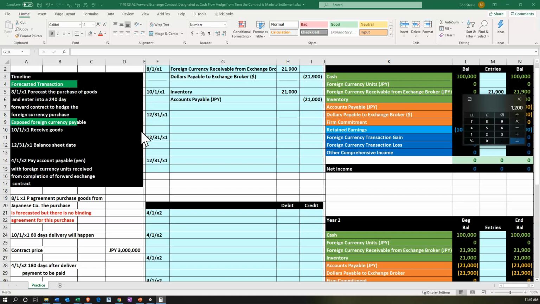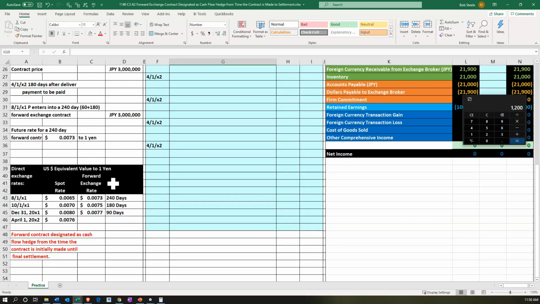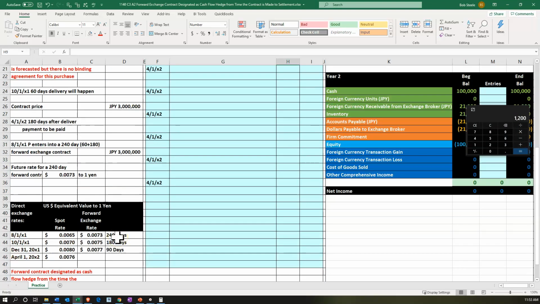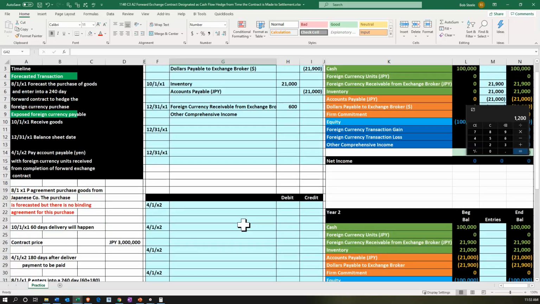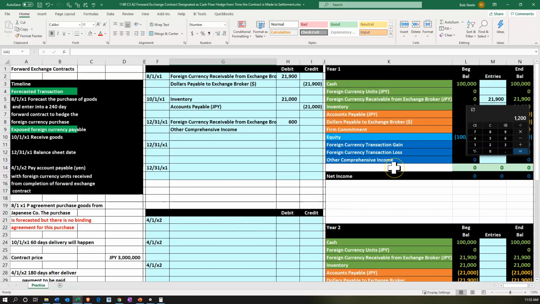That 1,200 is going to be a gain. Why is it a gain? Well, because last time we were up here on 8-1 for the receivable, and 1 yen was worth $0.0073. Now 1 yen down here in December is worth $0.0077. Therefore, the yen has gotten stronger because it's worth more dollars. 1 yen's worth more dollars. And this is a receivable we're talking about, which we're going to get paid in the currency of yen, which is now stronger. So that means it's going to be a gain that's going to happen.